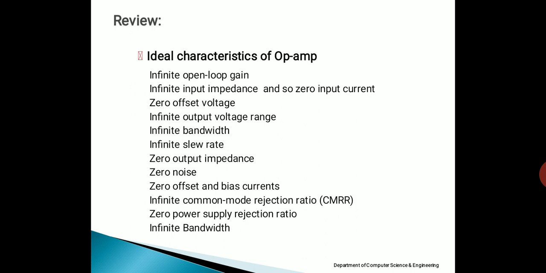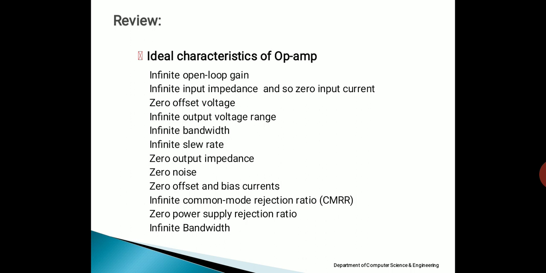There should not be an effect of noise and temperature. Zero offset and bias current. Infinite common mode rejection ratio. As you all know, common mode rejection ratio is the ratio of open differential gain to the common mode gain of the op amp. So the common mode gain of the op amp should be zero, hence the CMRR for the op amp should be infinite.